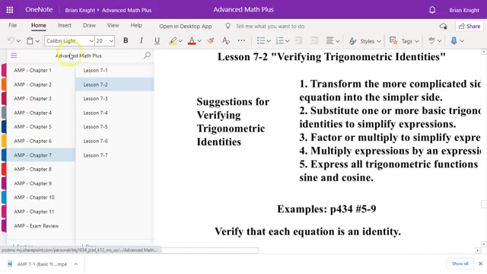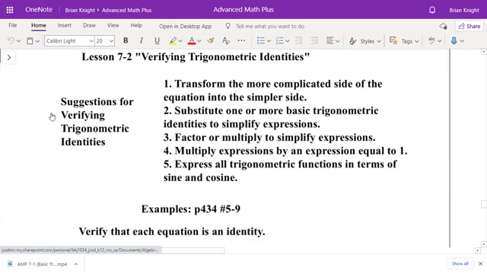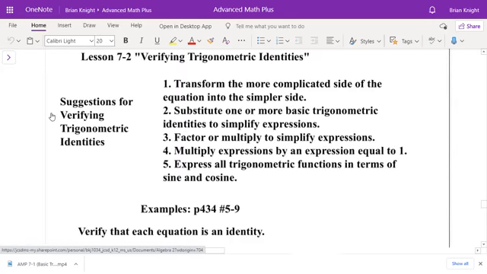Today we're going to do some more verifying of trig identities. These are the suggestions they suggest trying first. We're going to do as many of these as we can. After, we're going to do a couple of examples and then as many out of your book as time allows us to do.